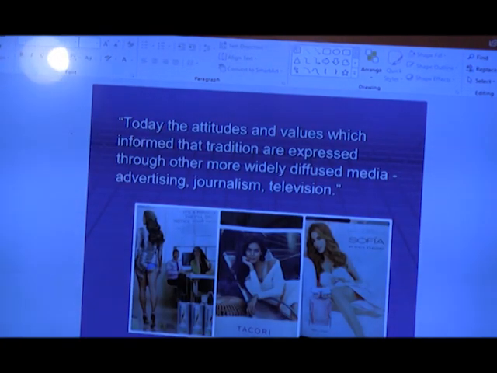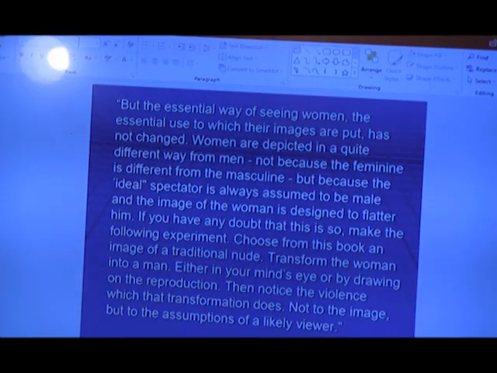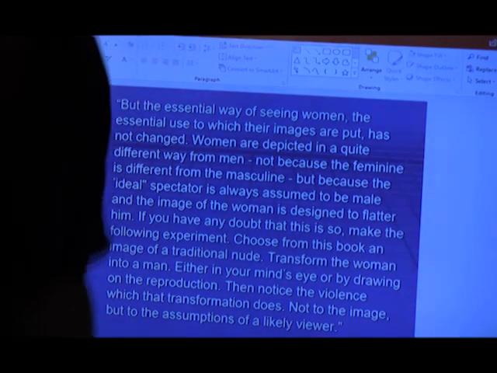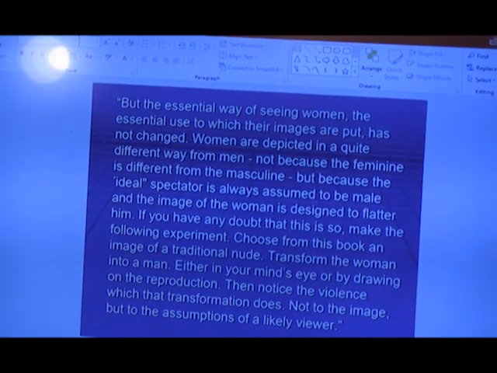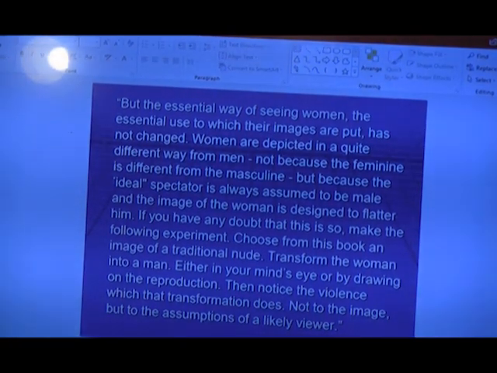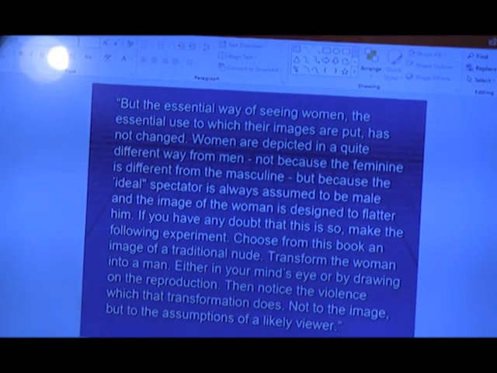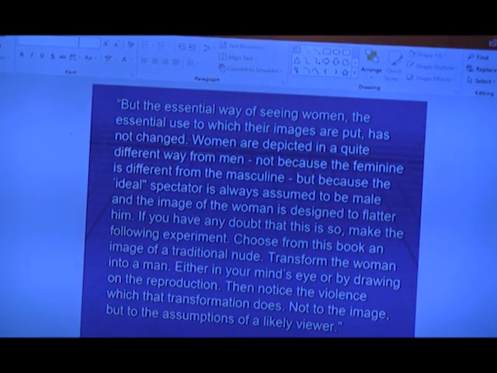He says, in 1975, today the attitudes and values which inform that tradition are expressed through other more widely diffused media: advertising, journalism, and television. We see that in our ads, we still see this preponderance of this tradition of the Western oil painting, right? And now we're going to be running over, so I got to wrap this up. But the essential way of seeing women, he says, the essential use to which their images are put, has not changed. He says no change here. No change. All right? Are there exceptions to this rule?